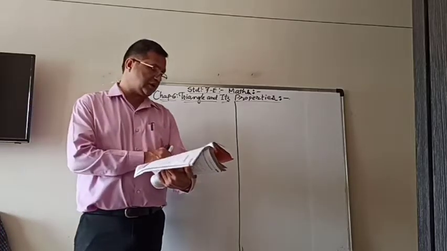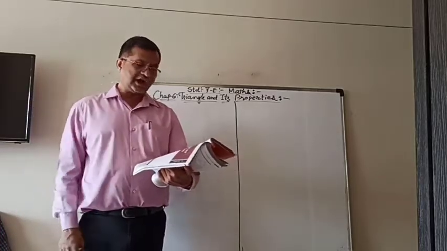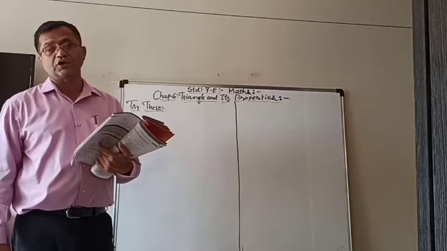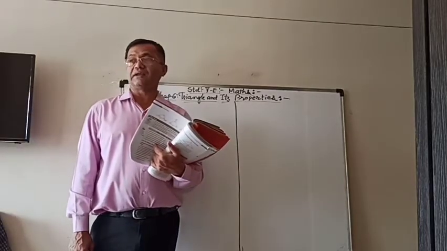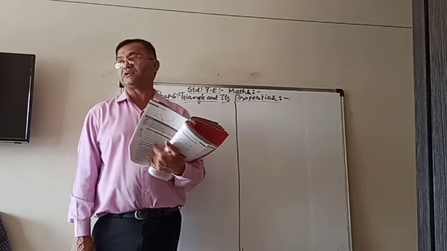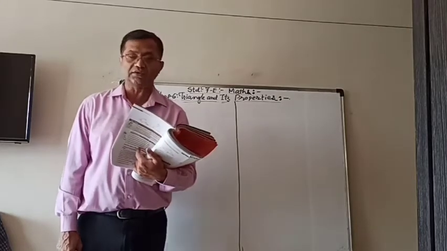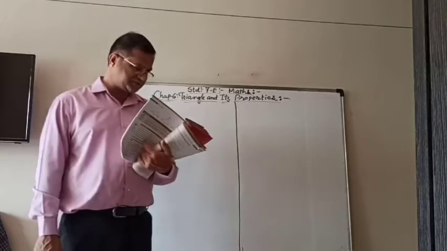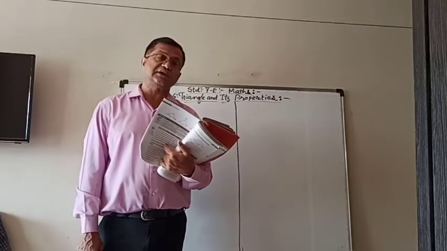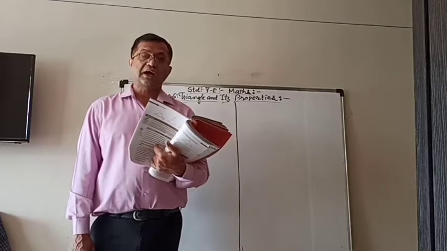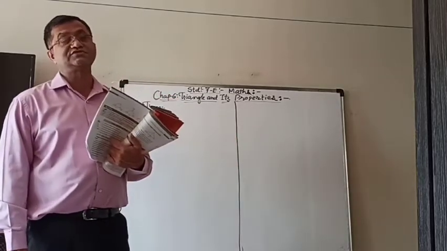Then we learned about the types of triangles on the basis of angles, like right angle triangle, acute angle triangle and obtuse angle triangle. On the basis of sides, we learned equilateral triangles, isosceles triangles and scalene triangle.